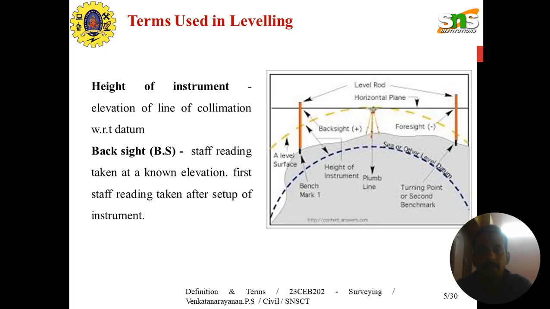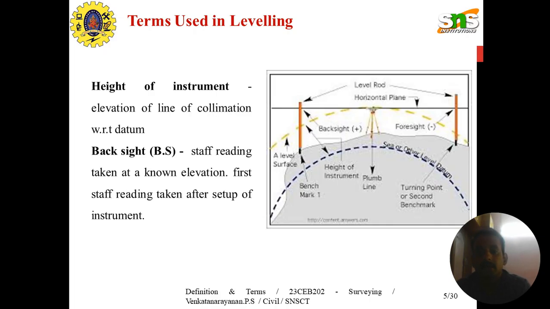Next is height of instrument. It is the elevation of the instrument with respect to the benchmark. So if you consider benchmark as 100 meters, or reduced level of benchmark as 100 meters, height of instrument will be equal to reduced level plus leveling staff reading.